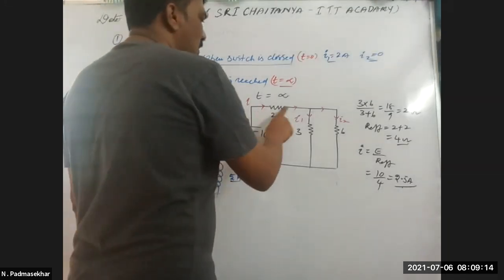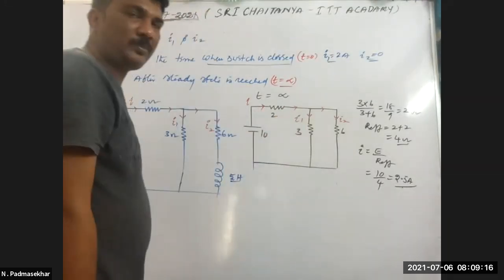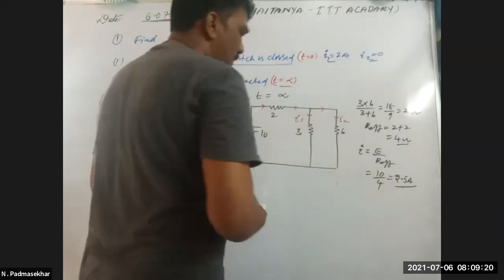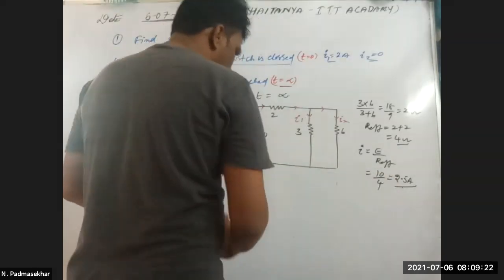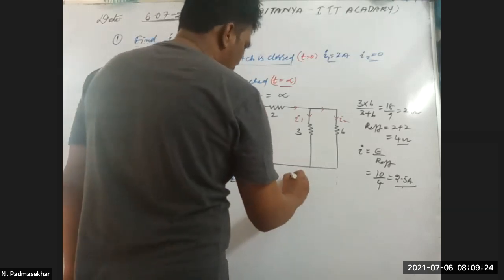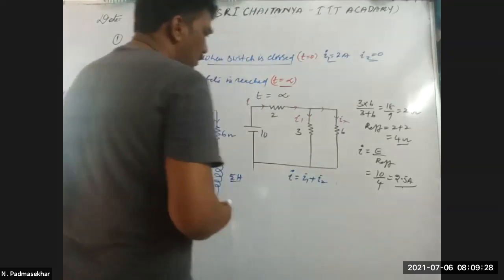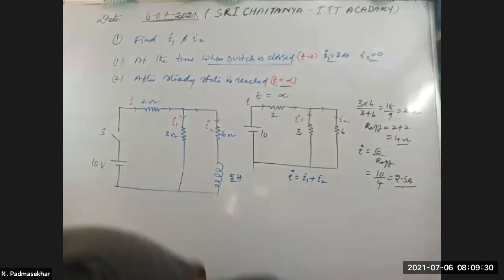So now I is equal to I1 plus I2. So this I is equal to 2.5. So I is equal to I1 plus I2. Okay, so I is equal to I1 plus I2.